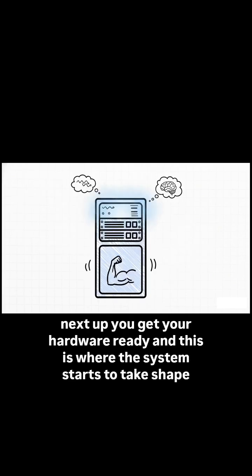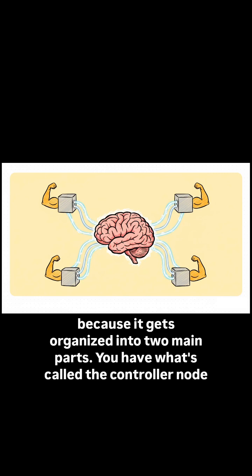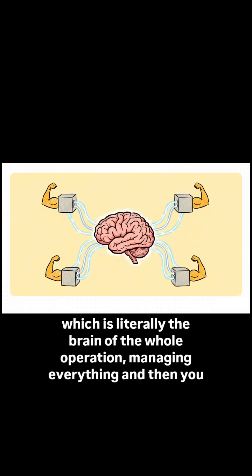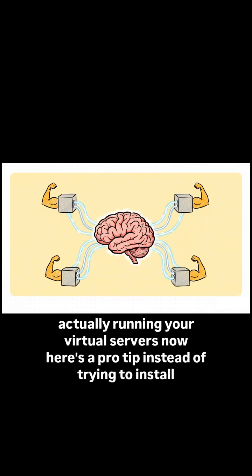All right, next up you get your hardware ready. And this is where the system starts to take shape because it gets organized into two main parts. You have what's called the controller node, which is literally the brain of the whole operation, managing everything. And then you have the compute nodes, and these are the muscle. They're the ones doing all the heavy lifting, actually running your virtual servers.